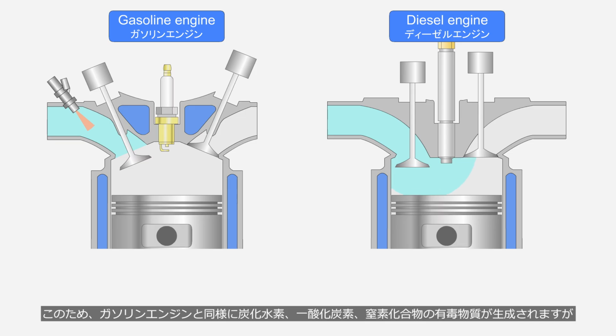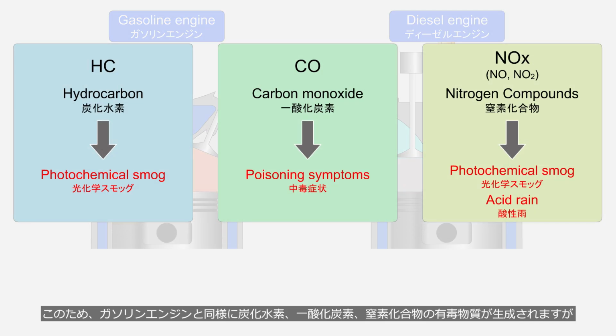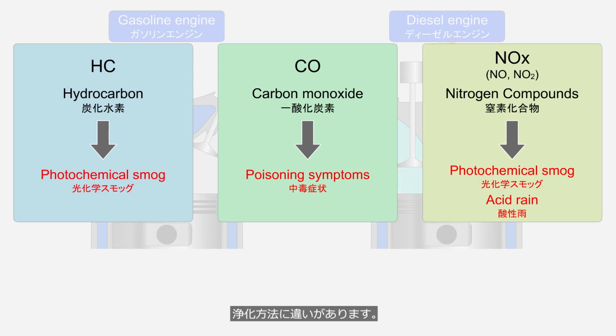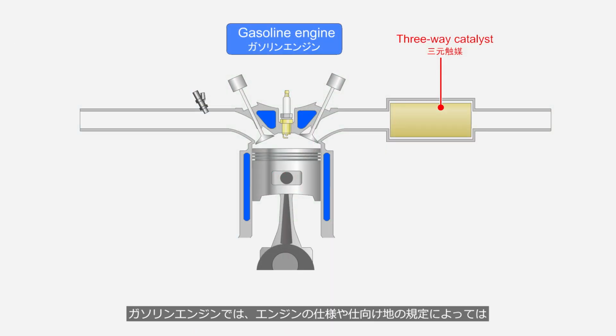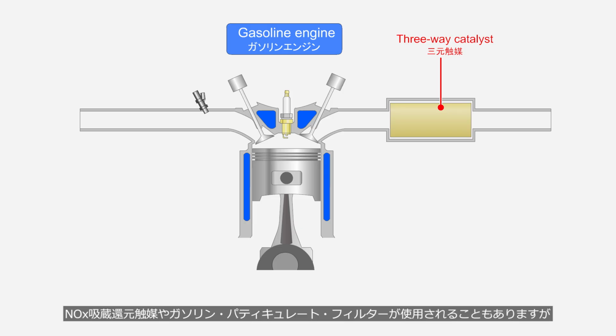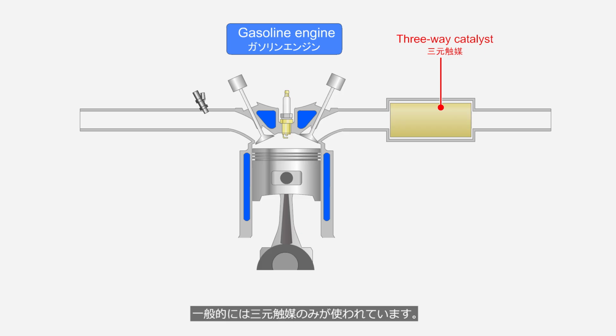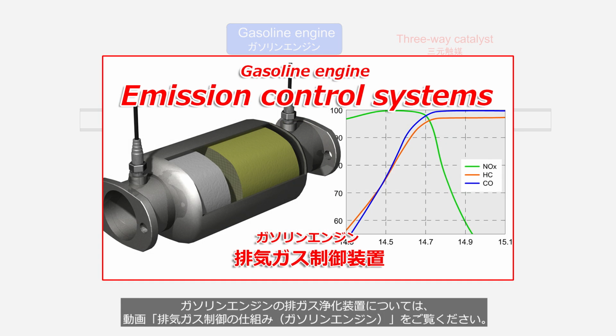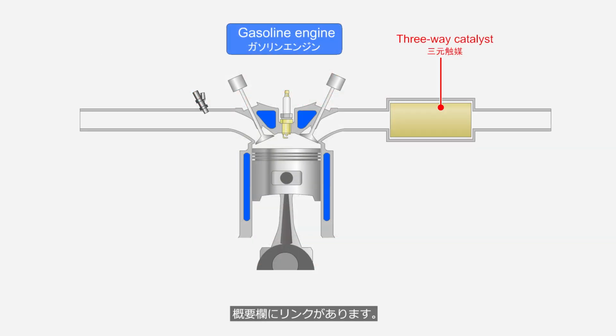Therefore, as with gasoline engines, toxic substances such as hydrocarbons, carbon monoxide, and nitrogen compounds are generated. However, the purification methods differ. In gasoline engines, depending on the engine specifications and the regulations of the market, NOx storage reduction catalysts or gasoline particulate filters may be used. However, three-way catalysts are generally the only ones used. For information on emission control devices in gasoline engines, please watch the video, Emission Control Systems, How They Work. The link is provided in the description.